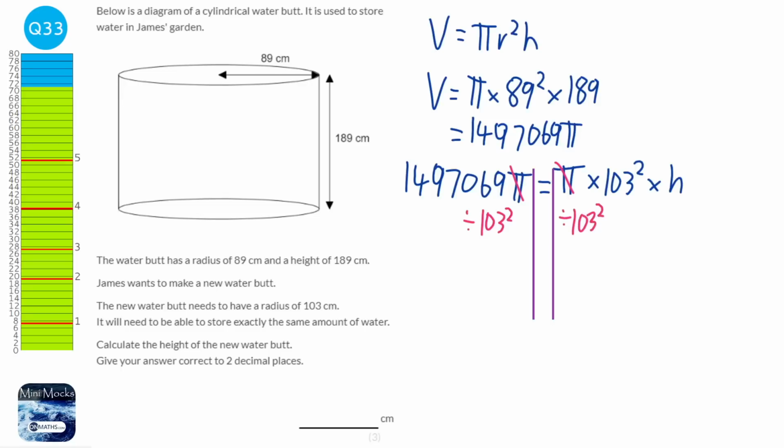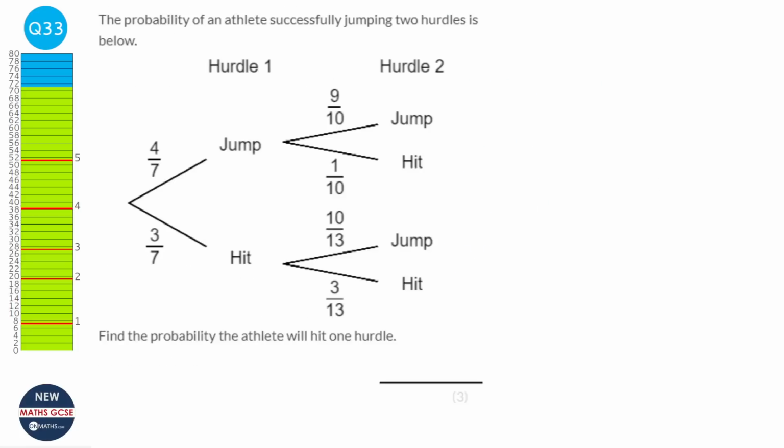On the left hand side we get 141.113 blah blah blah, and on the right hand side we get h. So the height will be 141.113. It says it wants it to 2 decimal places, so that will be 141.11.